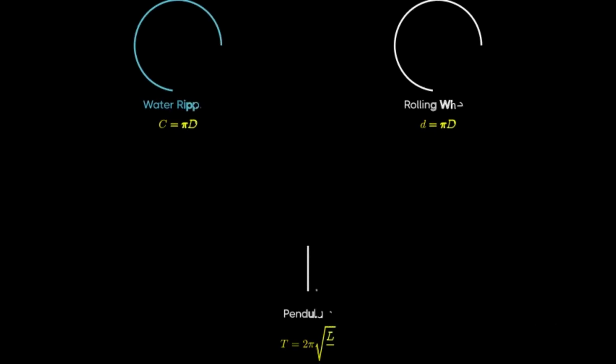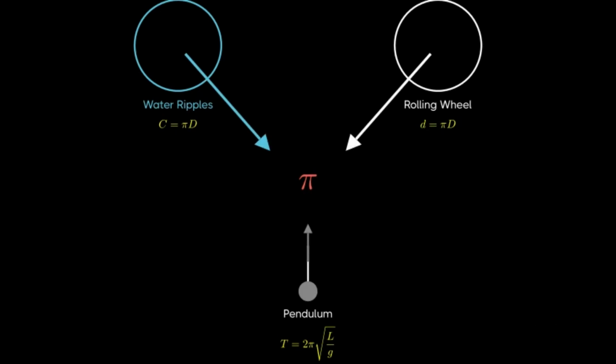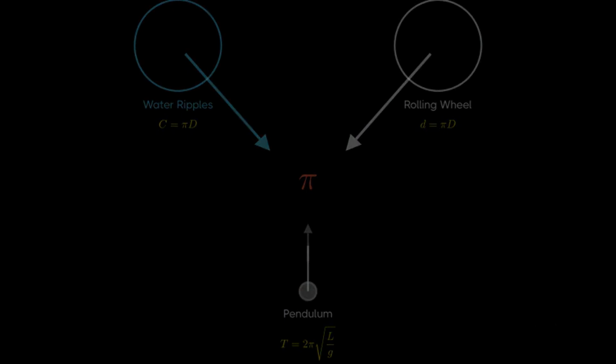Let's bring everything together to see the bigger picture. Each phenomenon involves circular motion or measurement in some way. Pi serves as the central connection between these diverse real-world examples. In water ripples, pi relates circumference to diameter. In rolling wheels, pi determines how far the wheel travels in one rotation. And in pendulums, pi appears in the formula that determines the oscillation period.